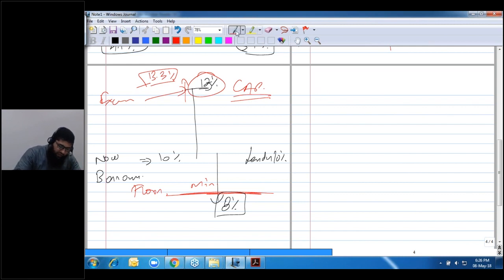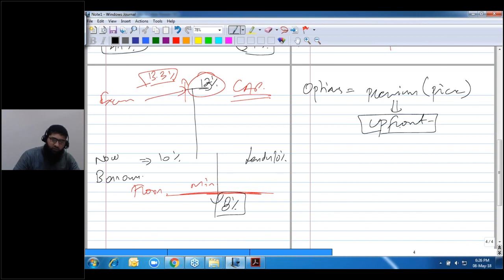Now you do know one thing with options, that in the case of options, you have to pay a premium. The premium is the price of the option, and it is always paid upfront. What do I mean by always paid upfront? It is paid at the time of buying the option, and irrespective of whether you exercise it or you don't exercise it, you have to pay the premium.